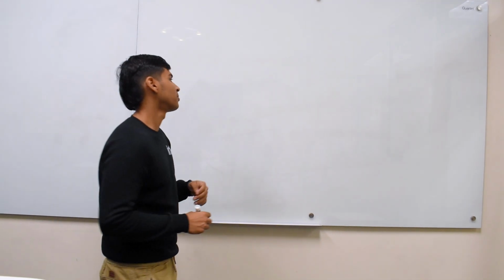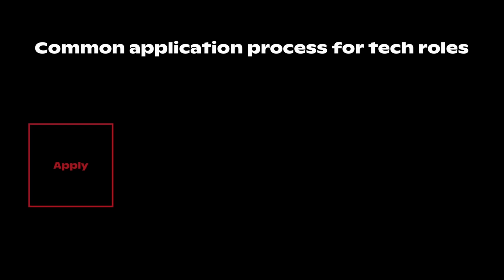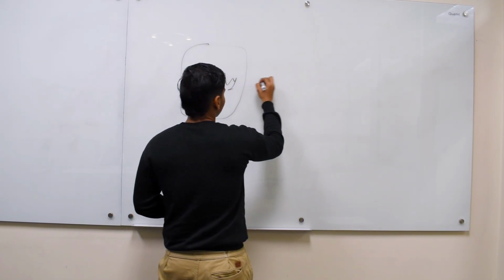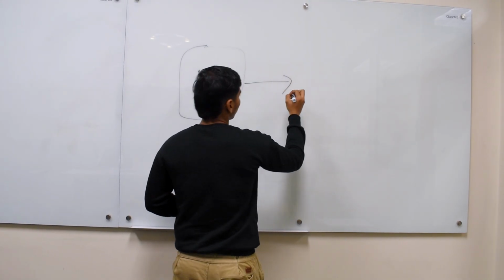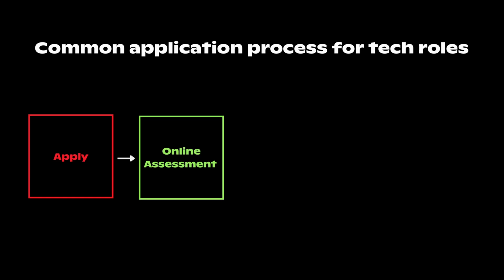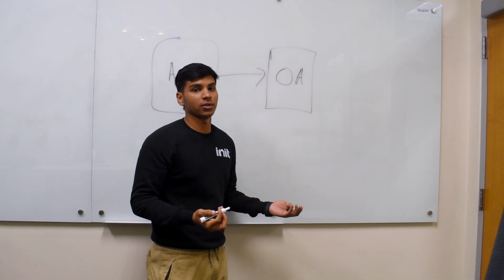So there are 4 different steps in the process. The first one is apply. You have to apply for the position you want. The second one is getting an OA. OA stands for online assessment, which is basically a test that you take before the actual interview.